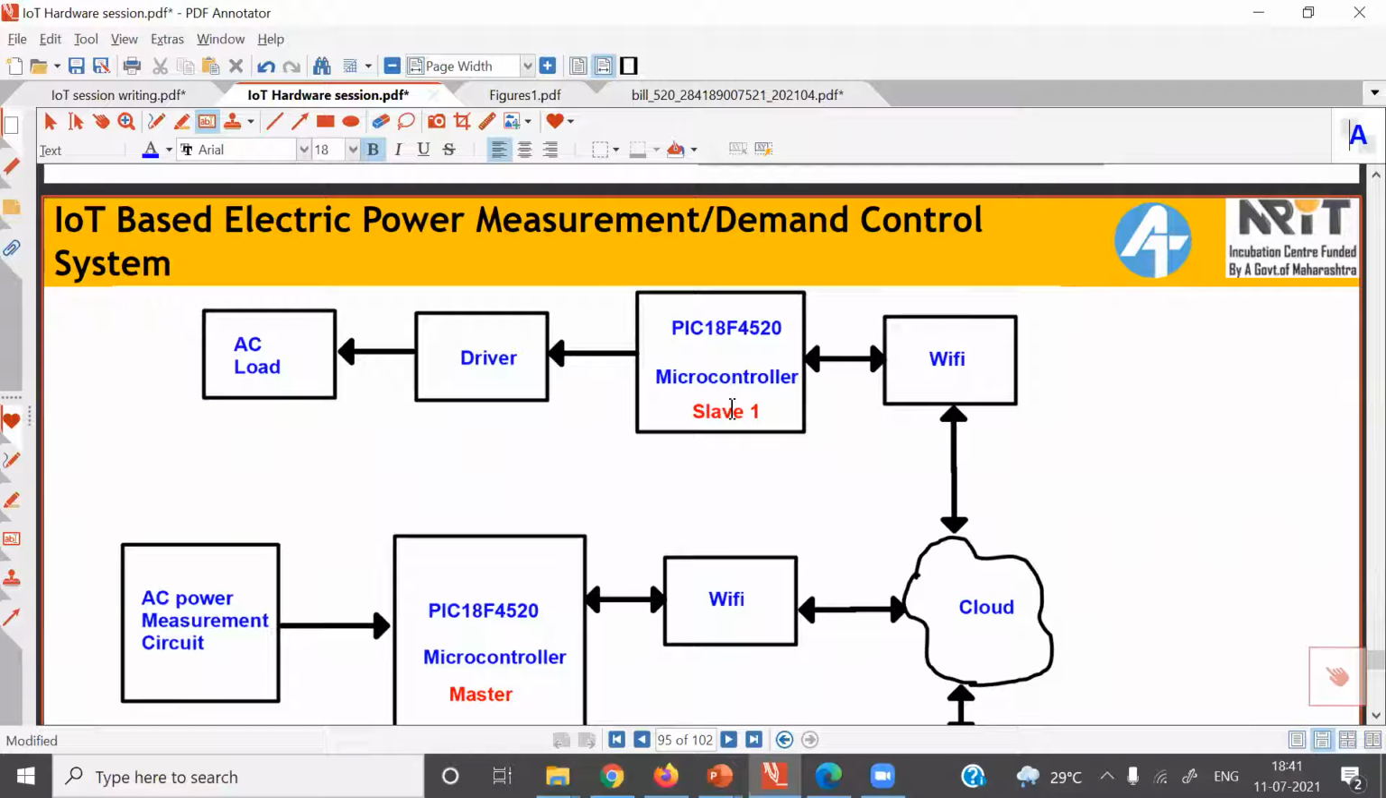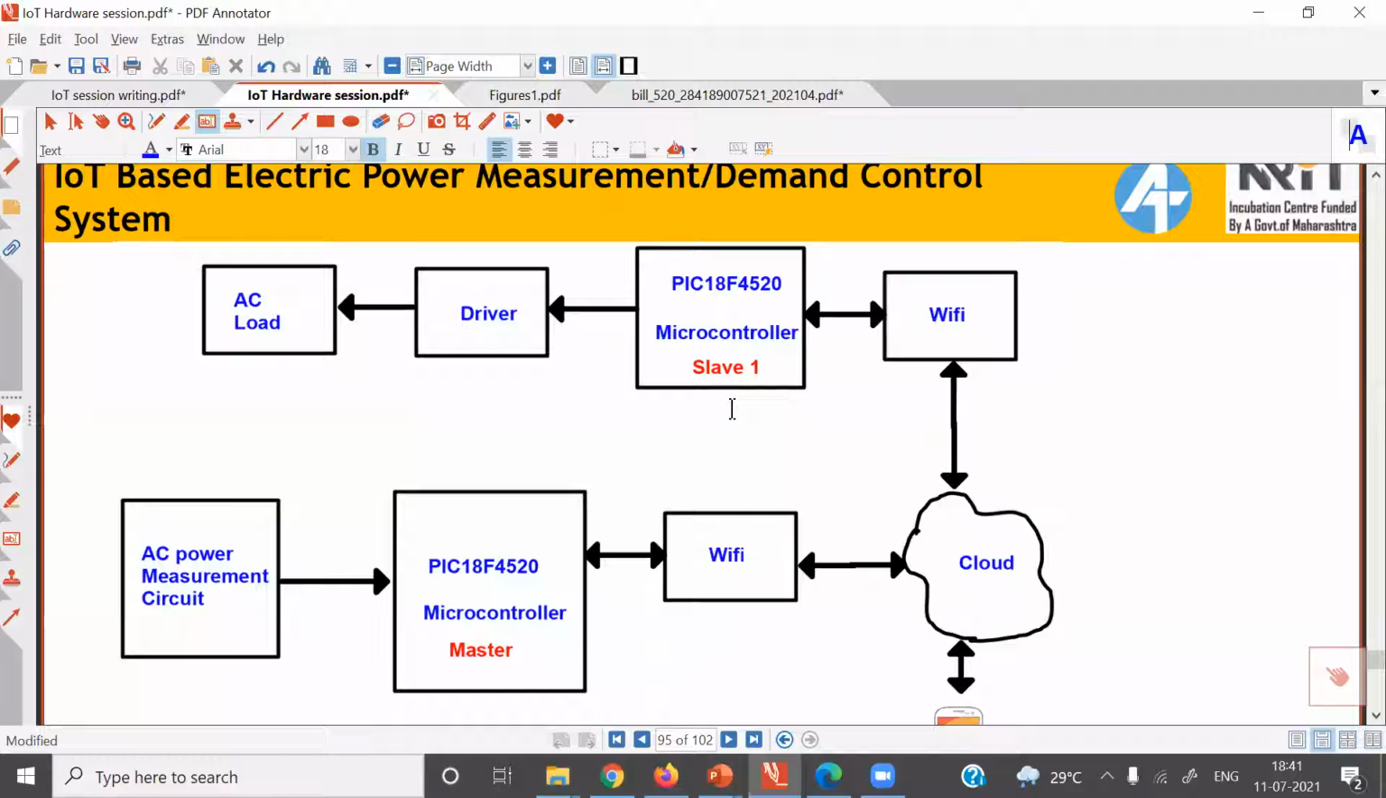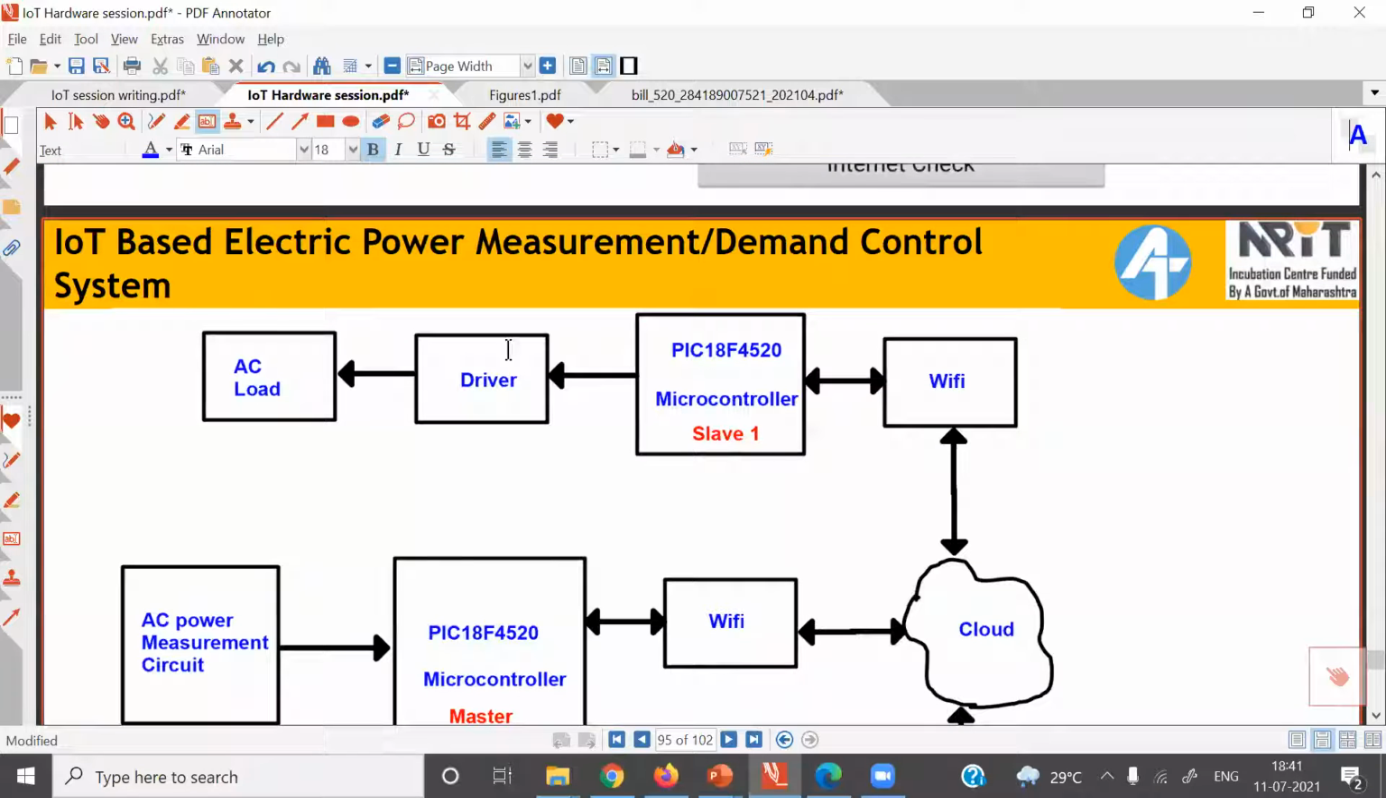So these slave devices can be installed at multiple locations in the organization, like different computer labs where there are more air conditioners, and this power consumption can be reduced below 60% of contract demand. This way we can save this additional penalty. That's why this system is also called an IoT based demand control system. So we are controlling the electrical demand of the organization.